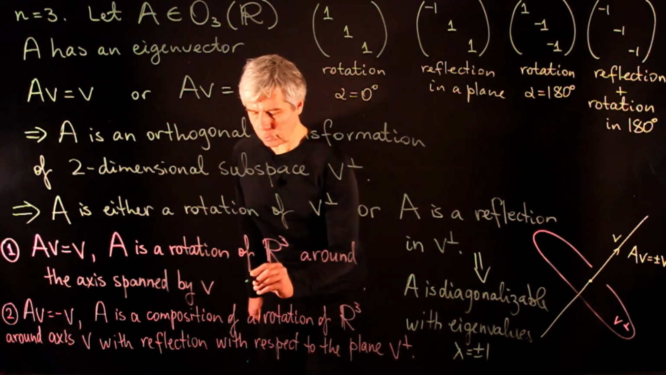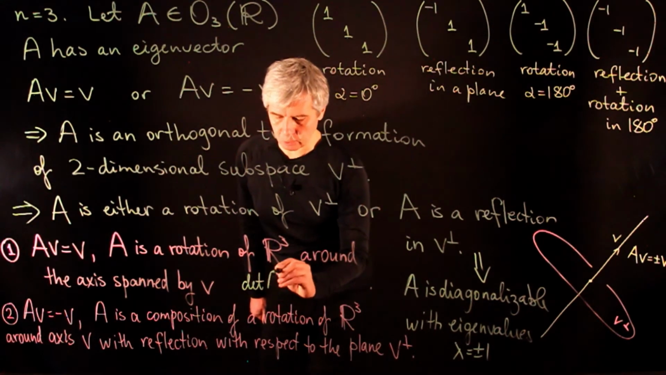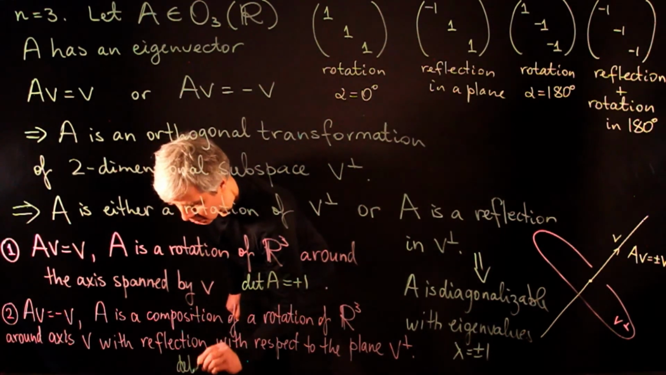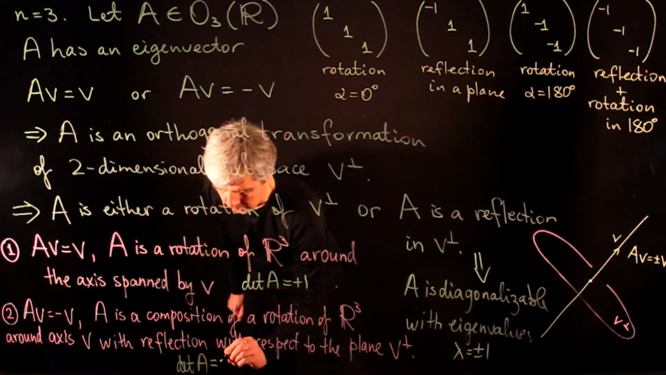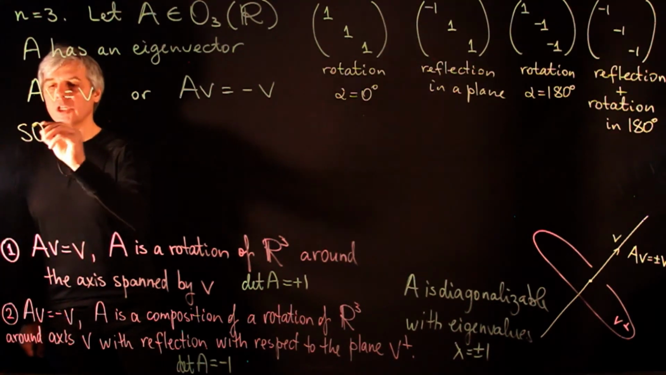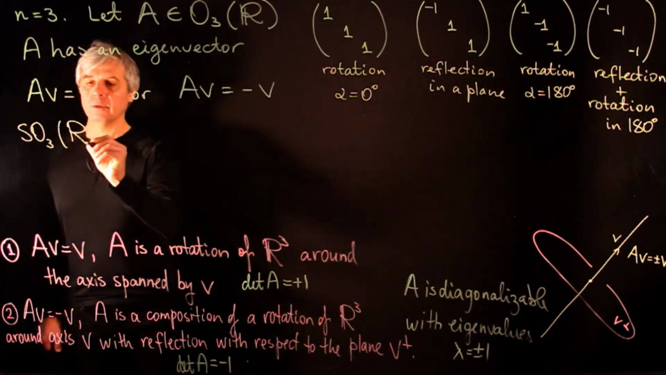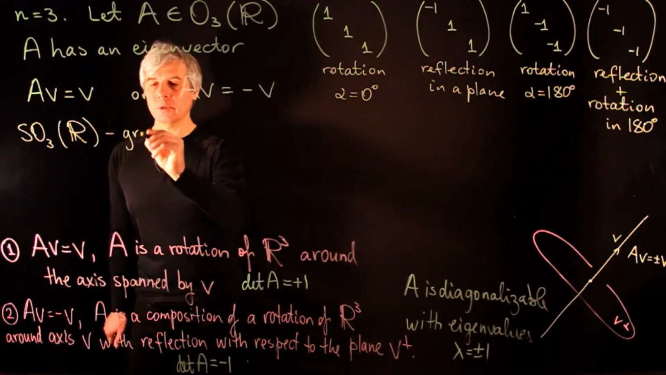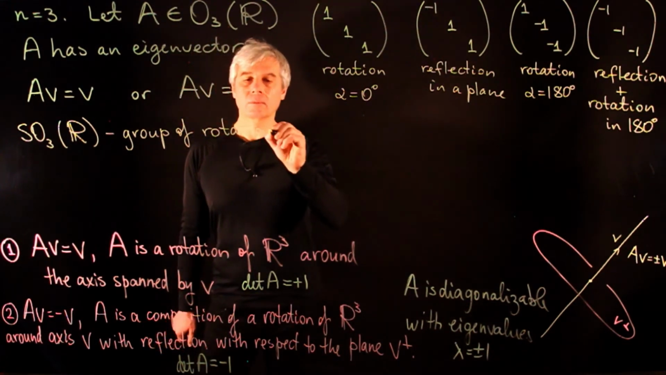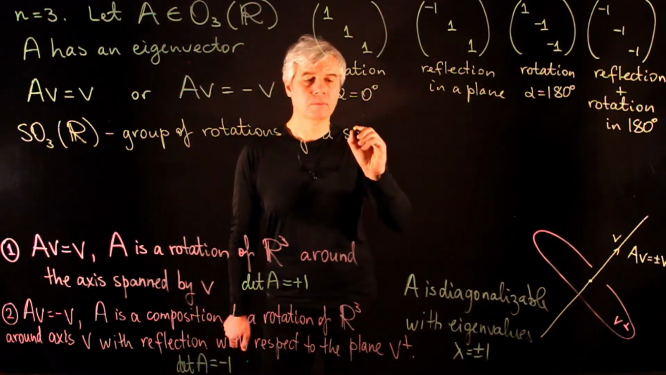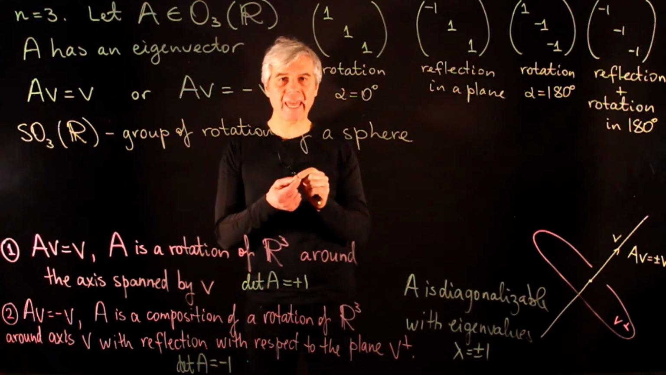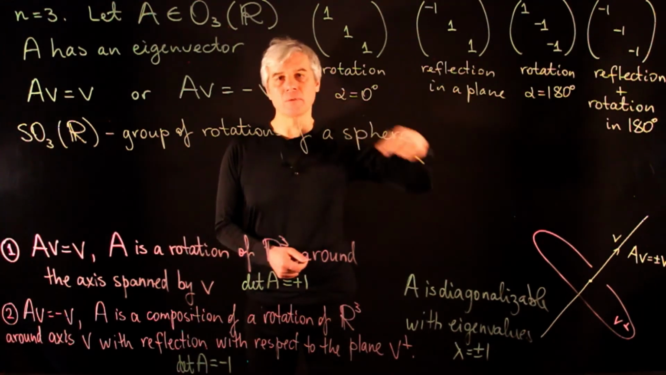And we see that the first case corresponds to the case when determinant of A is equal to plus 1, while the second case corresponds to the case when determinant of A is equal to minus 1. As a consequence of this discussion, we get a geometric interpretation of the group SO3. So this group is the group of rotations of a sphere. So each such transformation will be characterized by the axis of rotation and the angle of rotation.